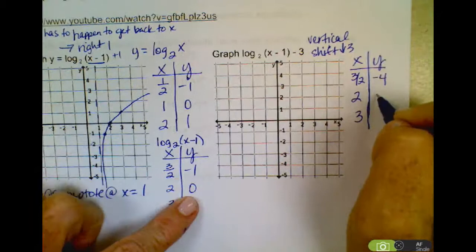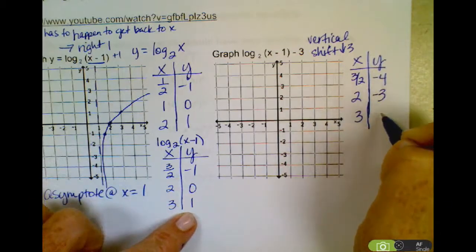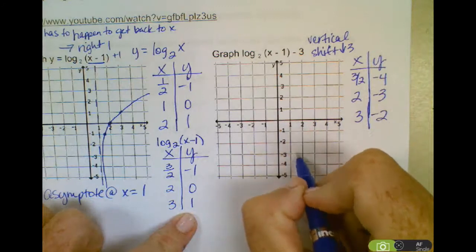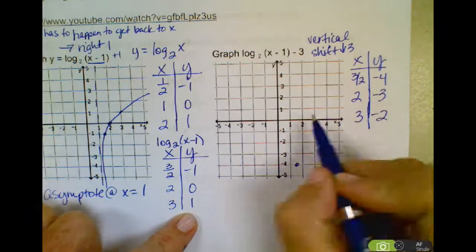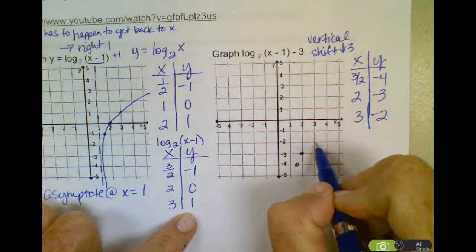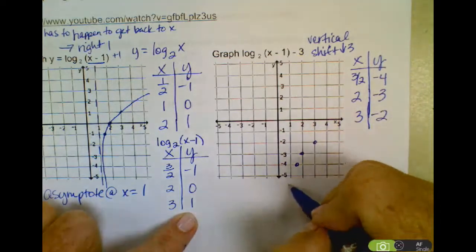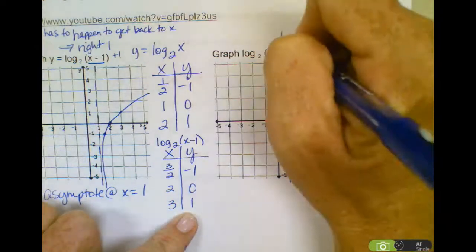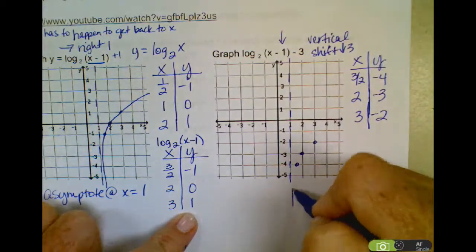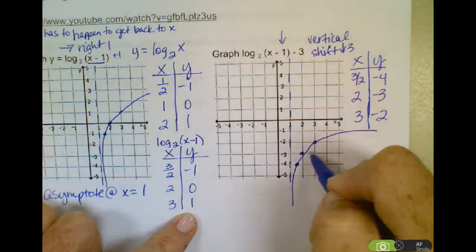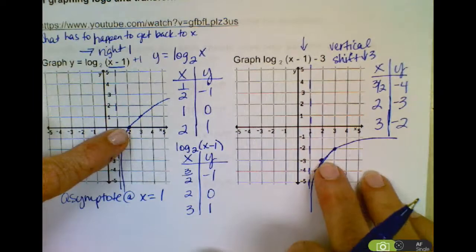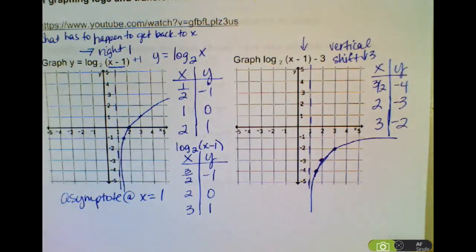So -4, -3, -2. So let's graph that. We have 3 halves and 1, 2, 3, 4, 2, -3, and 3, -2. So what that did now, we still have our same asymptote at 1, because that was established by this, okay? But now our curve, not only has it moved over, but it's shifted down. Use one of your points as a guide. It went from 2, 0 to 2, -3, shifted down by 3, okay?